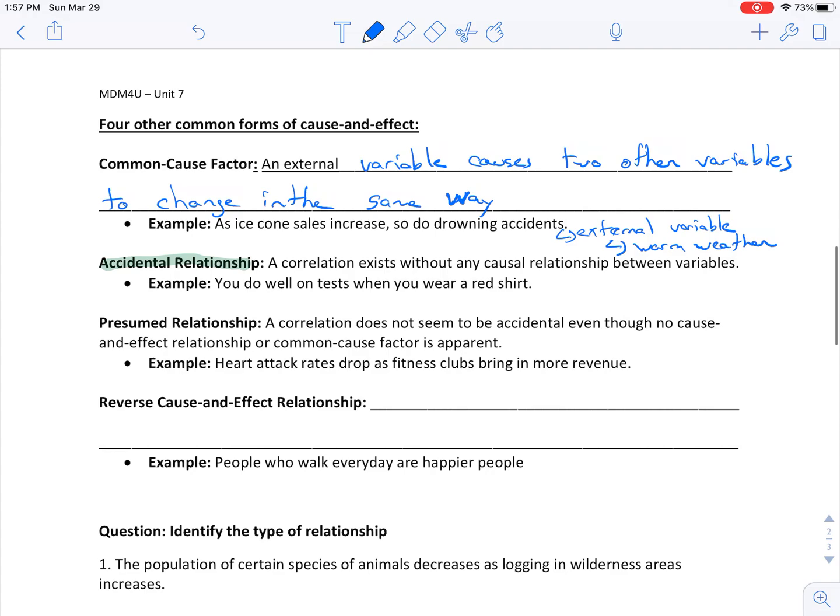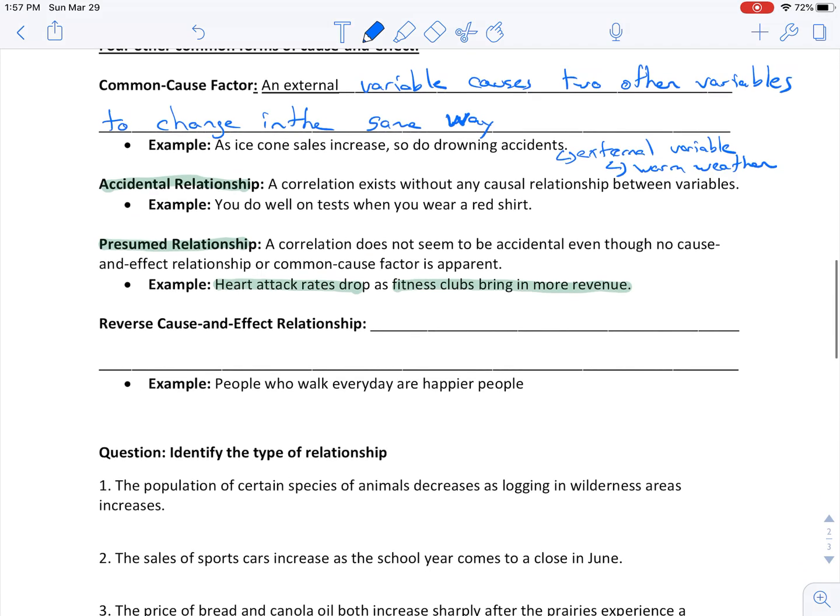The next one I mentioned, which is presumed relationship, so a presumed cause and effect. So a correlation does not seem to be accidental, even though there's not necessarily proof of the cause and effect relationship, or that there's also not a common cause factor. So for example, let's say heart rates drop as fitness clubs bring in more revenue. And so it's presumed that maybe because they're bringing in more revenue, you've got more people working out, and therefore they're healthier, and therefore heart attacks drop.